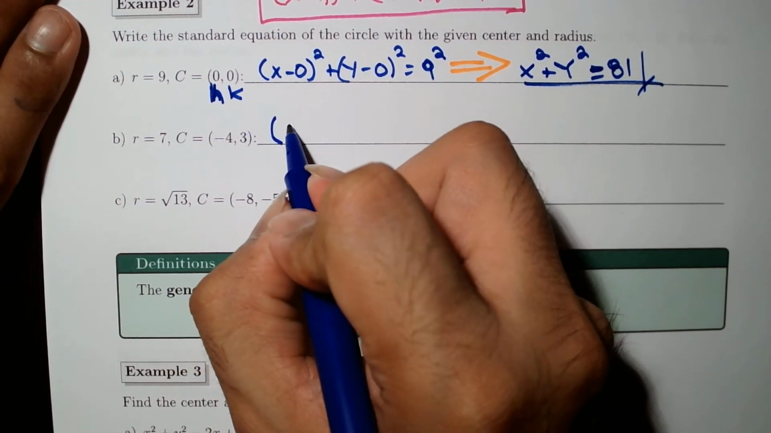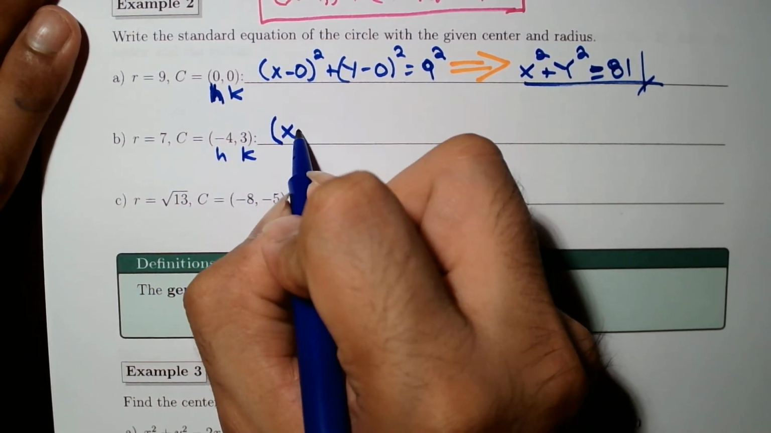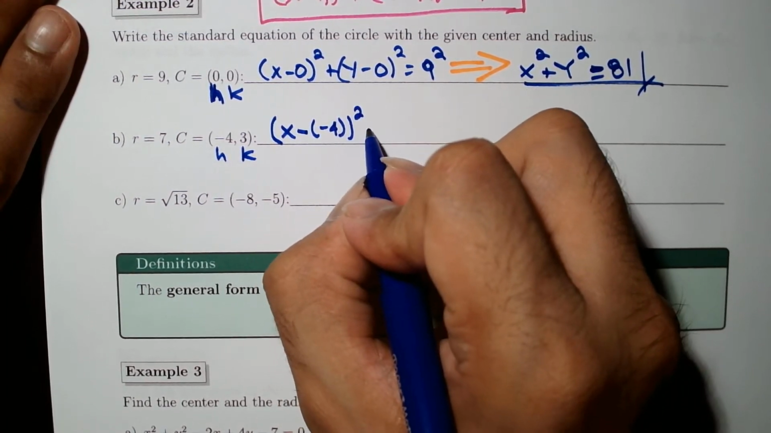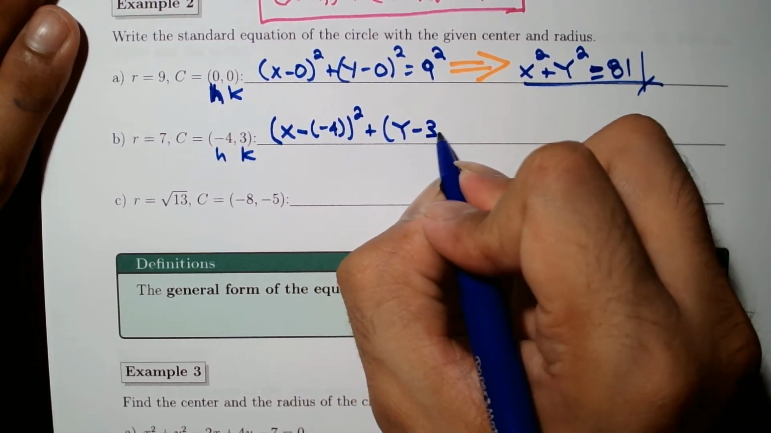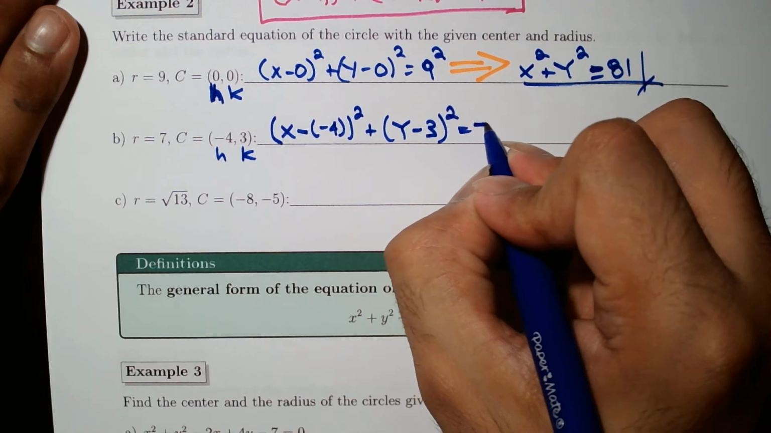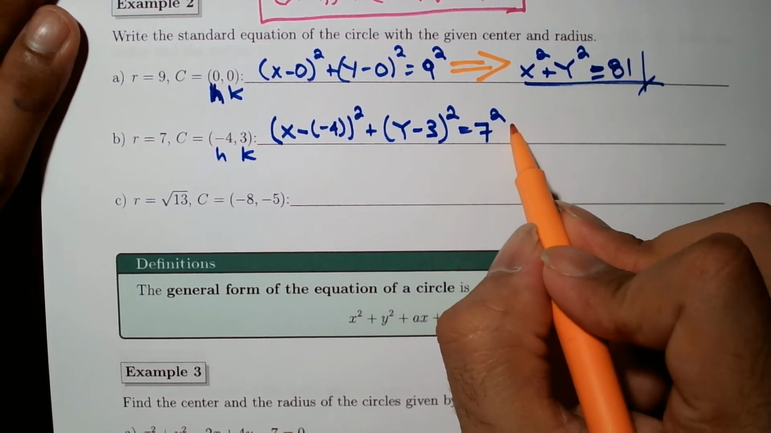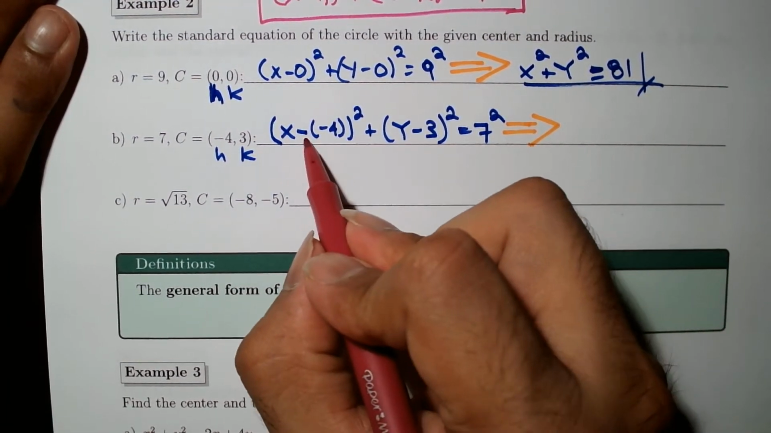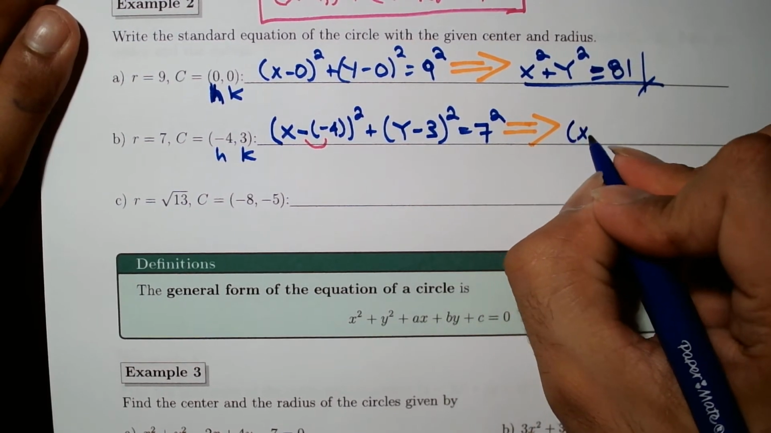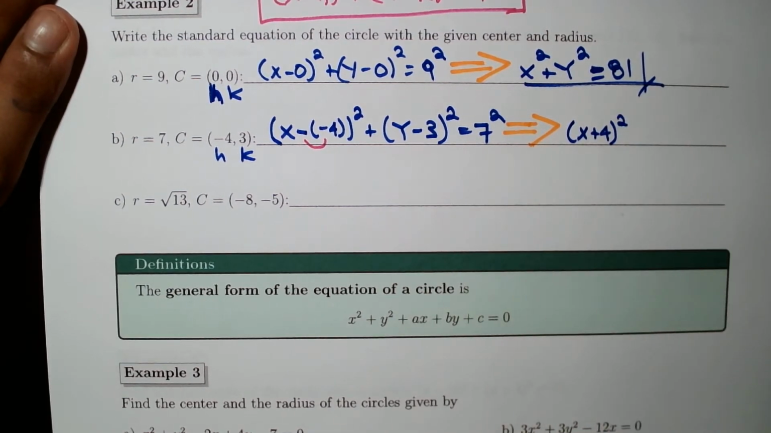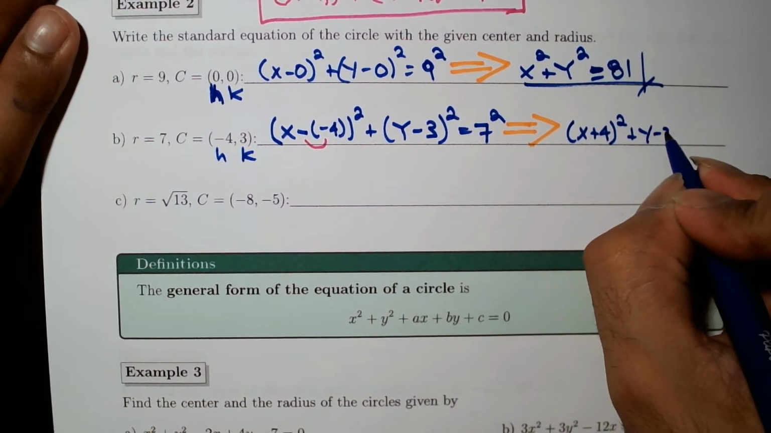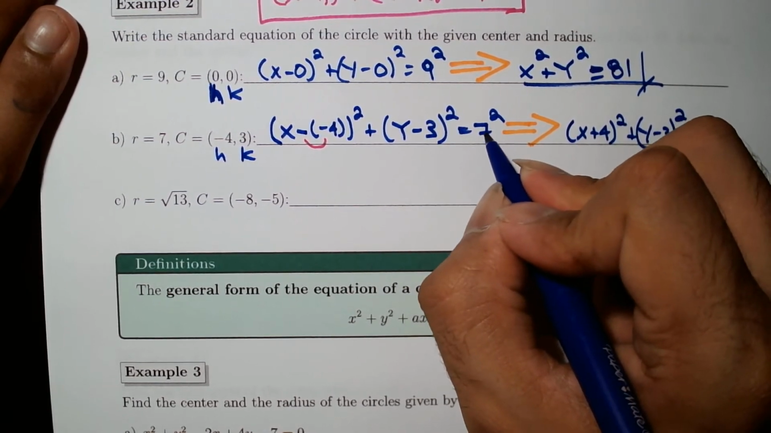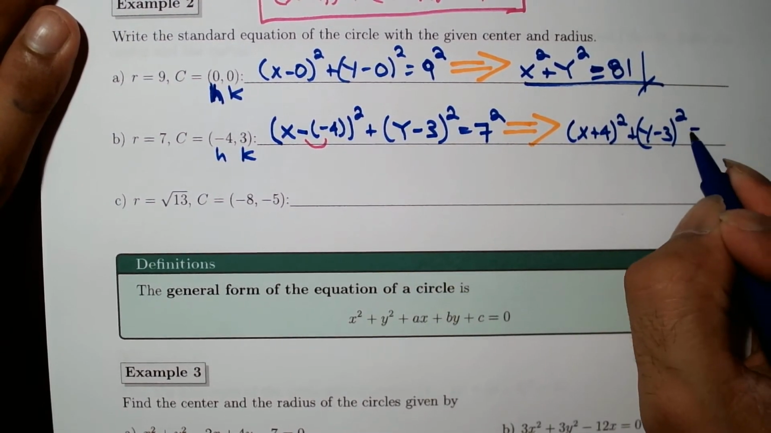For the next exercise, (x - h), which in this case is -4, be careful here with the signs, plus (y - k), which is 3, squared, equals 7². Alright, so use the smile rule here, (x + 4) quantity squared plus (y - 3), we just leave the (y - 3), you don't want to expand these binomials, but at least you will be expected to simplify the square of this number, which is going to be 49.